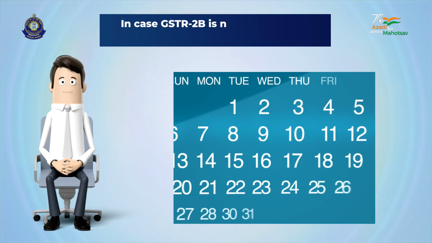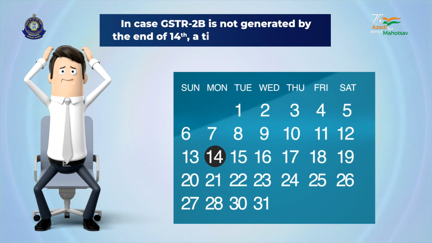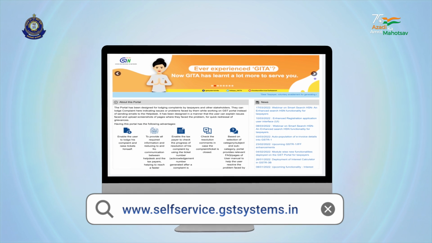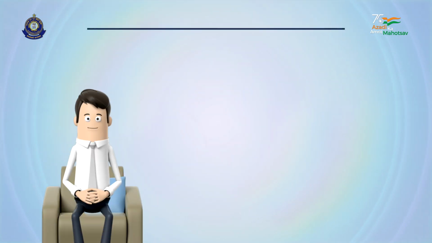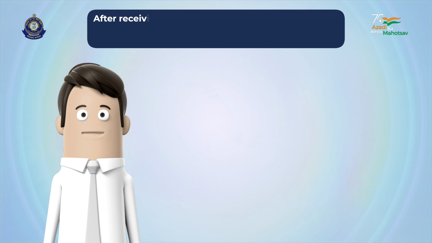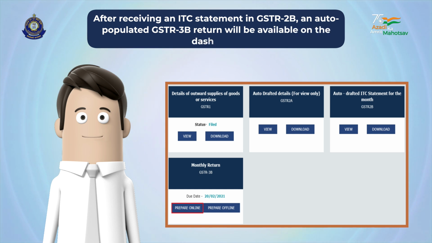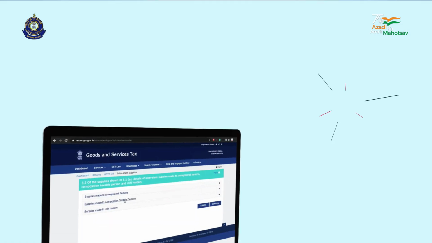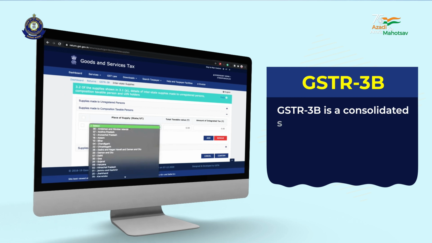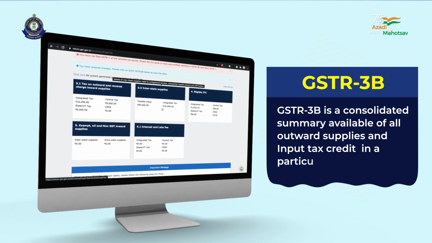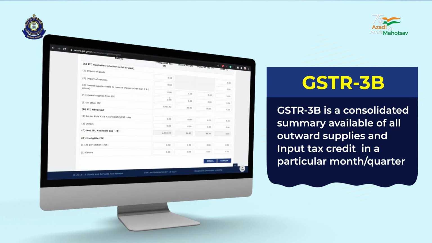In case GSTR2B is not generated by the end of 14th, a ticket can be raised at selfservice.gstsystems.in to get the issue resolved. After receiving an ITC statement in GSTR2B, an auto-populated GSTR3B return will be available on the dashboard. GSTR3B is a consolidated summary available of all outward supplies and input tax credit in a particular month or quarter.